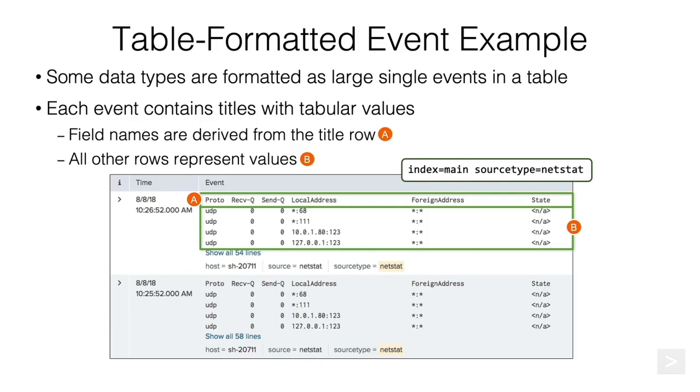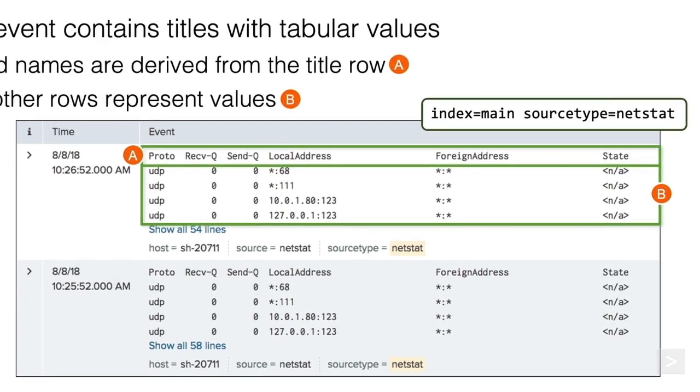Therefore, the multi-kv command will be applicable to these table formatted events for extracting fields. For this type of table formatted data, we will need to use the multi-kv command. We can see here, these netstat logs contain a header row, and down each column, we can see the values for each field in that header row. The multi-kv command will take the header row for each event and extract those column headers as the field names, and their values underneath will be the field's values.